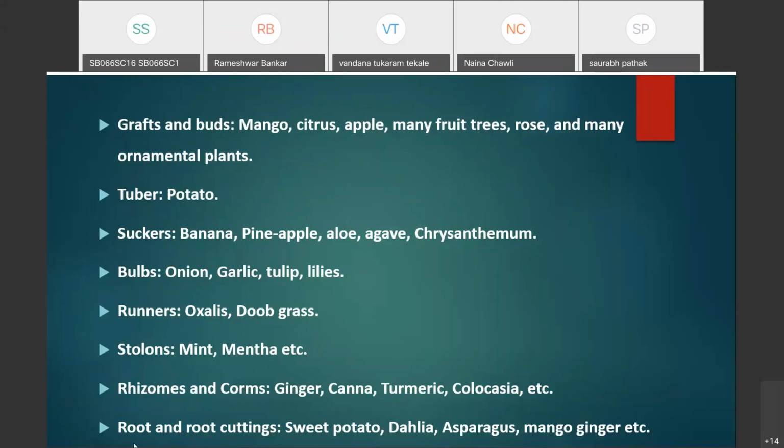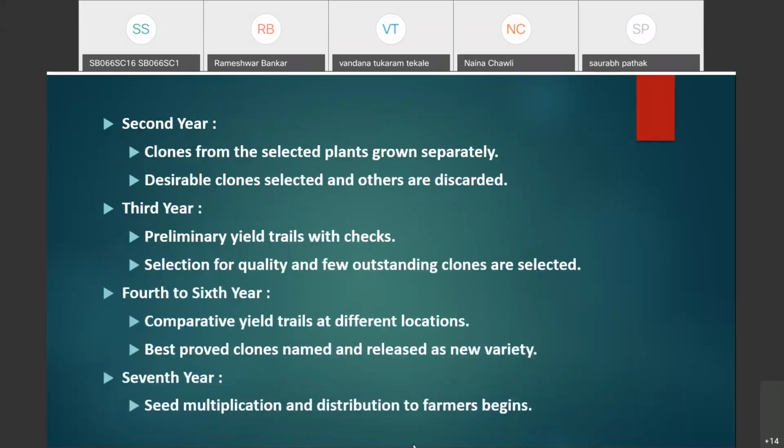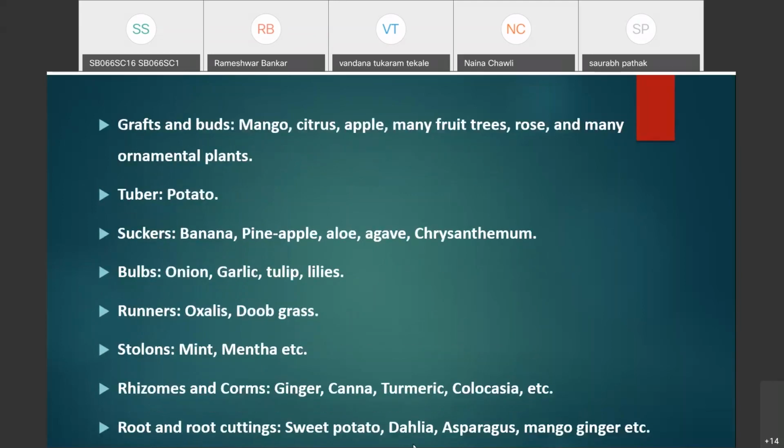And lastly, here you can see the root and the root cuttings. These are used for propagation in sweet potato, dahlia, asparagus, mango, ginger, etc. Okay, these are the different plant parts which are used for vegetative propagation in the different crops. A unit of selection varies from crop to crop. Generally the healthy units from the healthy plants are selected on the basis of phenotypic characters.